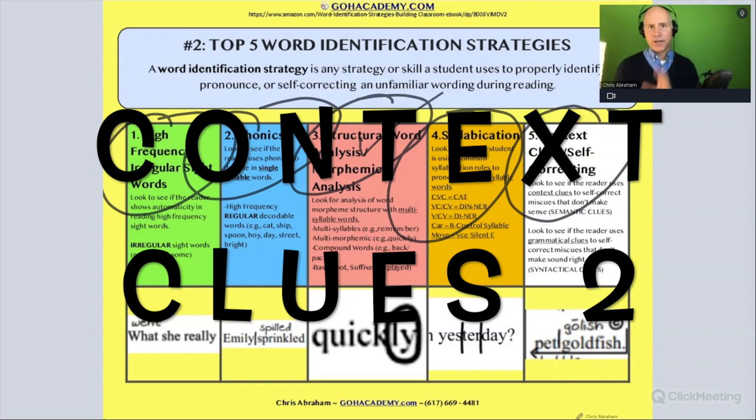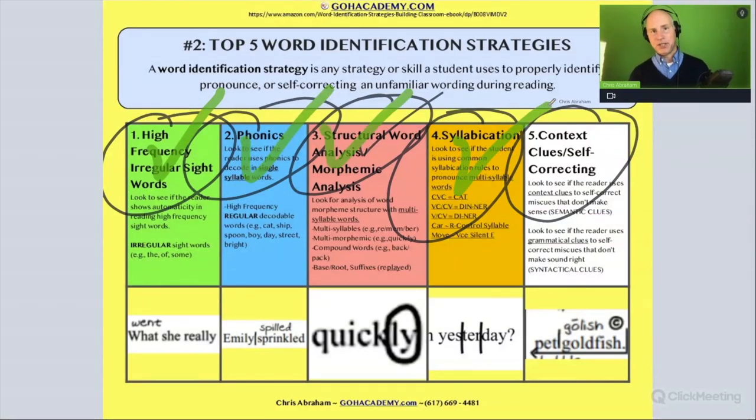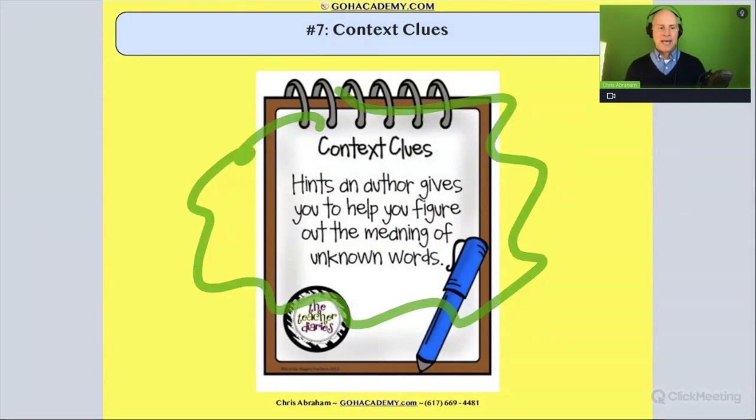Okay, team, so far in this series of questions, we have looked at ideas involving word identification, and we've looked at scenarios that you could use to help a student in each of these areas. We haven't done all of them, but we've done high frequency sight word vocabulary, phonics, structural word analysis, and syllabication. And we're about to talk about context clues and look at a strategy for context clues. So first, let's talk about context clues.